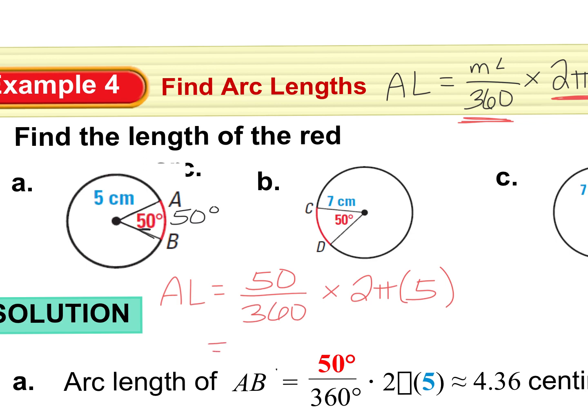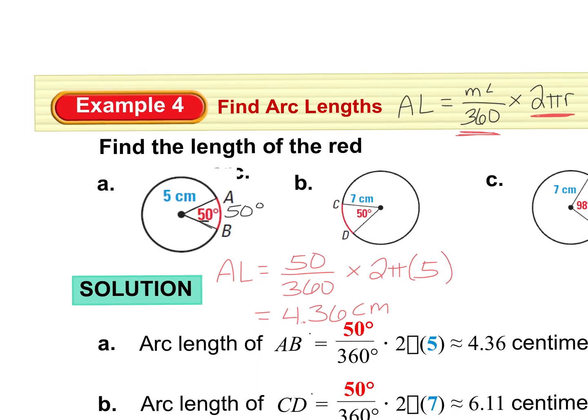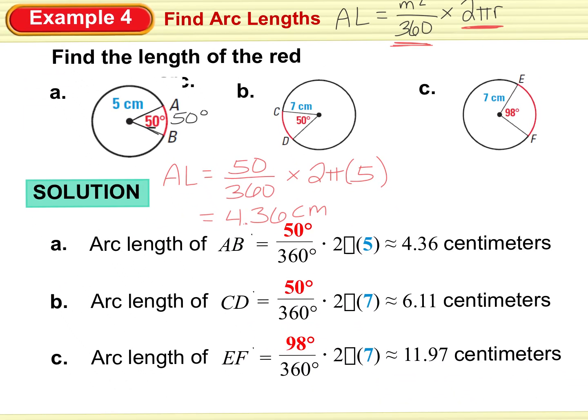What'd you guys get? 4.36 or 4.4. What would we label the arc length? Is it degrees? Yes. It needs to be centimeters. Yep. Because arc length isn't giving us a measure. It's giving us the length in centimeters. Okay. Did anybody not get 4.36 in their calculator?